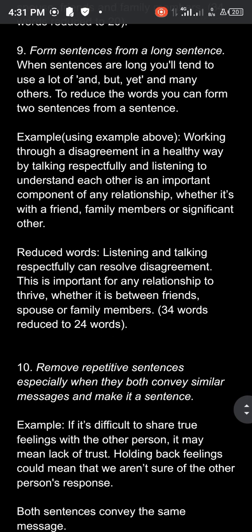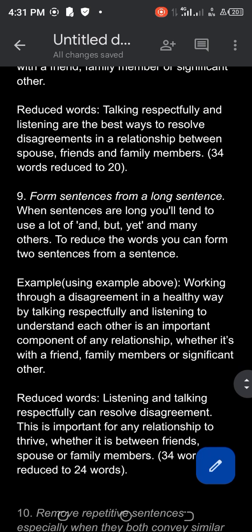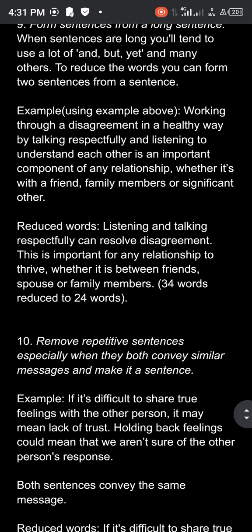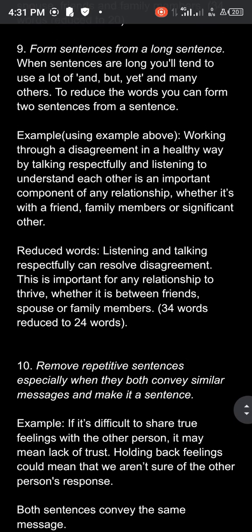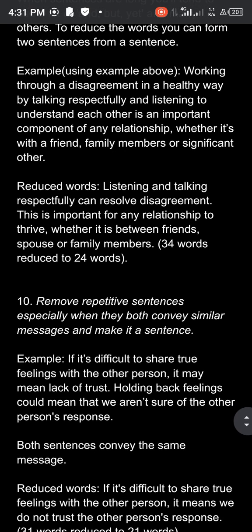Now, here's an example. We still use this example we used above. Working through a disagreement in a healthy way by talking respectfully and listening to understand each other is an important component of any relationship, whether it's with a friend, family members, or significant other. So now let's reduce it.